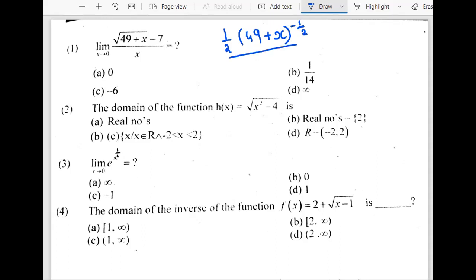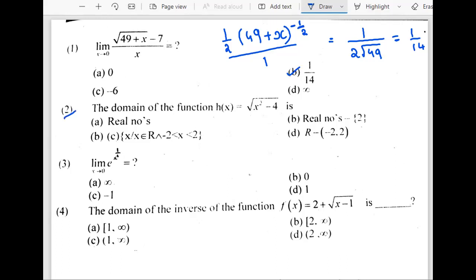Now when we use the limit, x equals 0, what we get is 1 by 2 under root 49, because x is 0, and that is going to give us 1 by 2 into 7, that is 1 by 14. So this means that the answer would be B. Okay, let's talk about the next question. That is the second question.